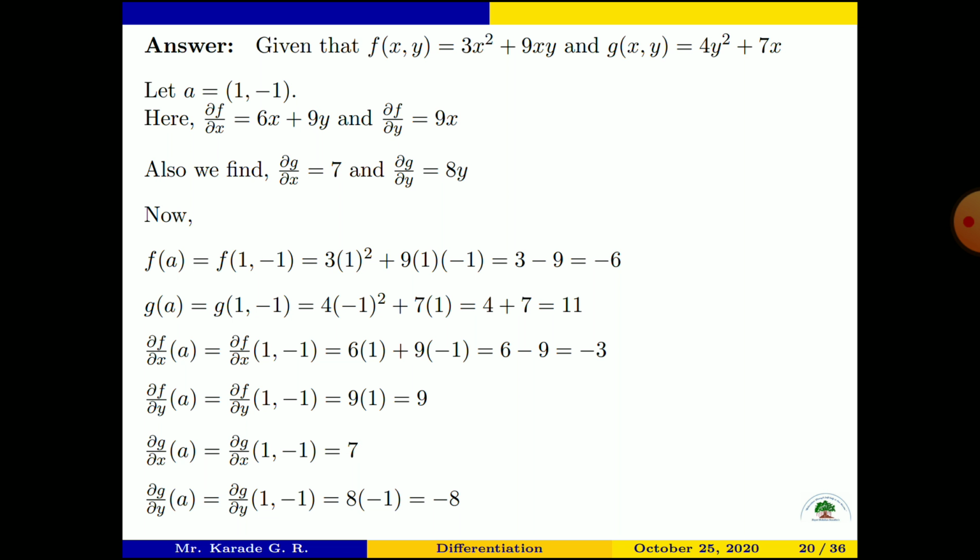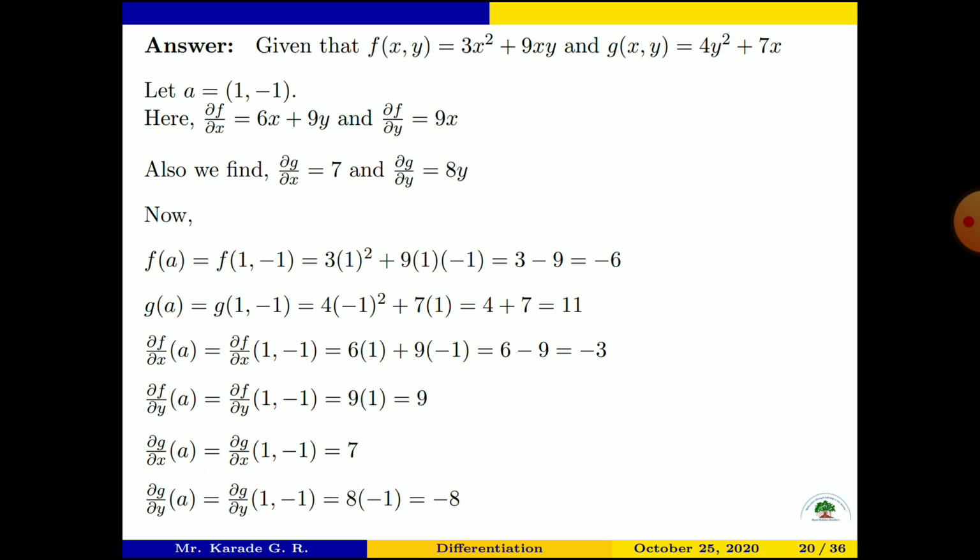Now we will find the values of all these partial derivatives and functions at point a. So what is the value of f at a? f of a is f of 1 comma minus 1, and it is equal to 3 into 1 square plus 9 into 1 into minus 1. So 3 into 1 square is 3 minus 9, and 3 minus 9 is minus 6.